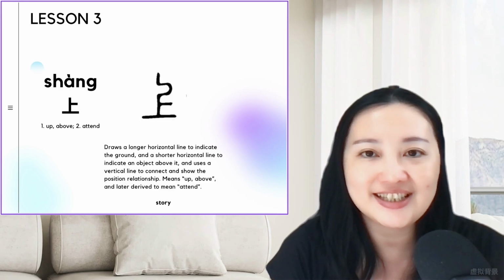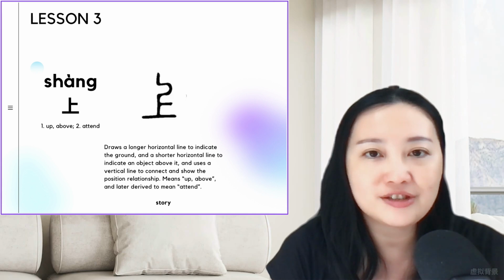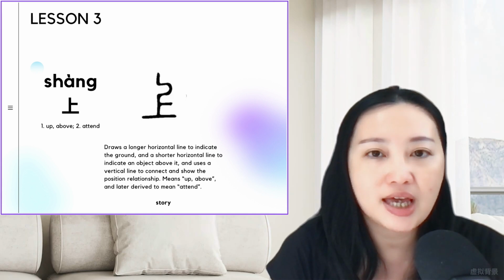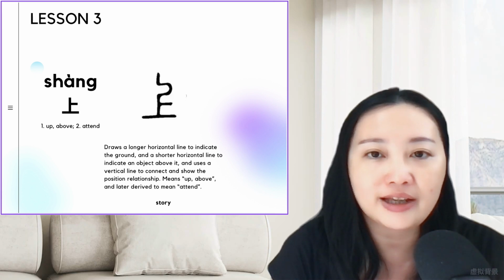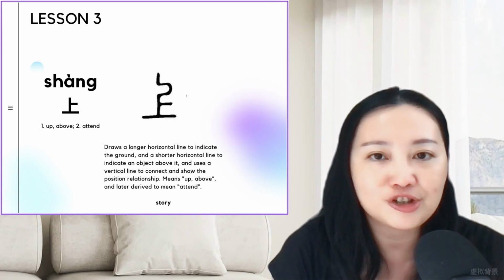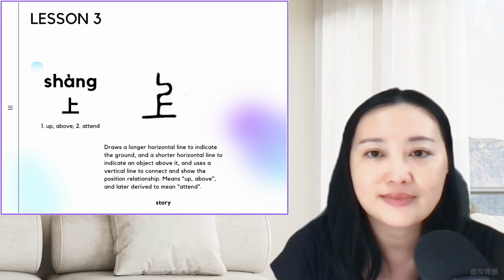Actually, you can see the ancient versions for these characters. It draws a longer horizontal line to indicate the ground or the earth, and a shorter horizontal line to indicate the objects above it, and also uses a vertical line to connect the two of them to show the position relationships. So together it means up and above, and later derived to mean attend.